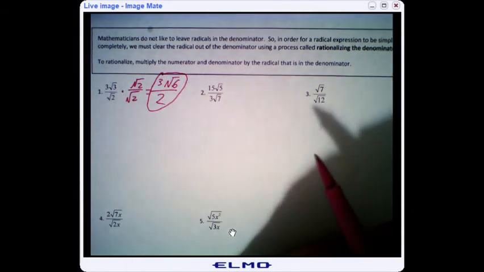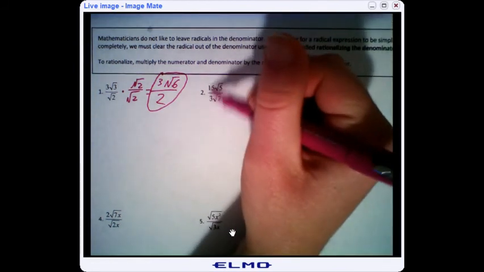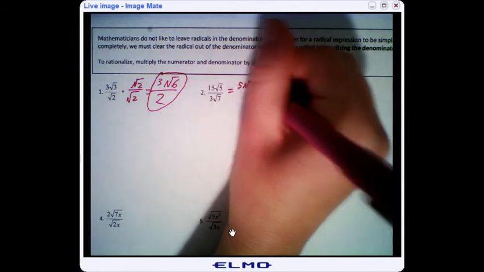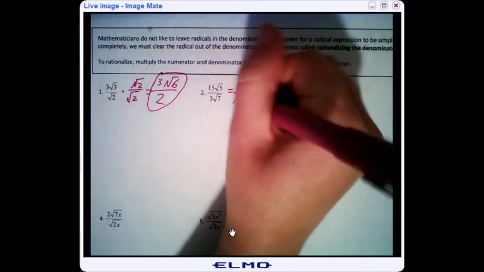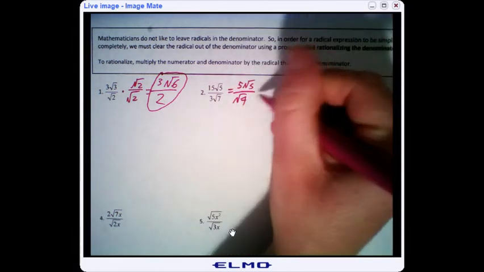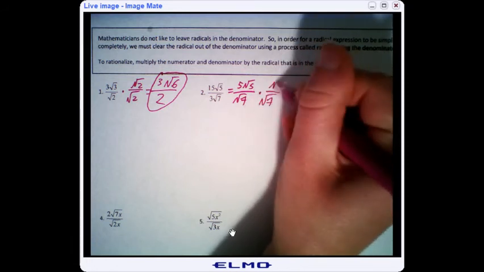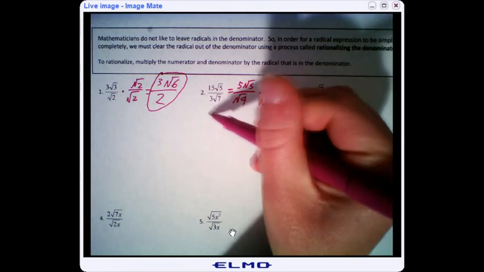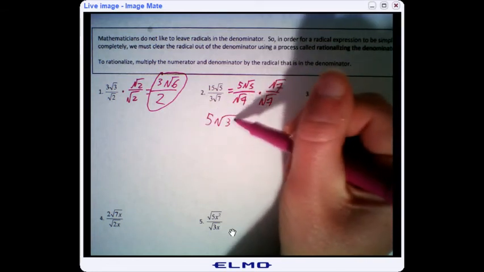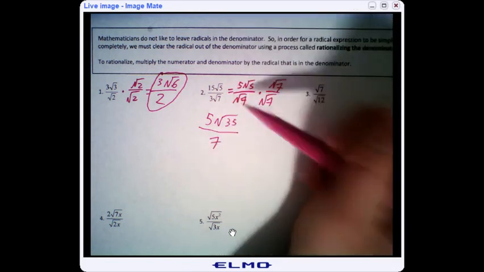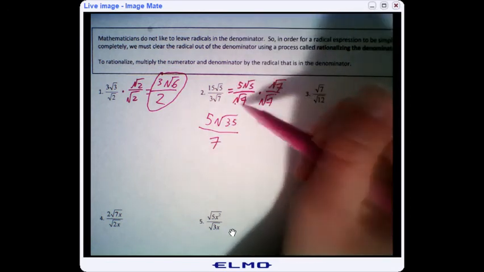For number 2, I like to try and simplify first. So I can simplify outside. 15 divided by 3 is 5 square roots of 5 over square root of 7. I cannot simplify the square roots. I don't want the square root in the denominator, so I'm going to multiply top and bottom by square root of 7. You have 5 square roots of 35 over the square root of 49, which is just 7. Just remember, square root times square root, if it's exactly the same underneath, they cancel out.